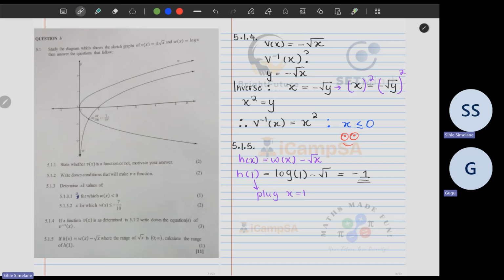Yeah. Look at these questions. They all make sense now when you look at them. You're like, okay, that makes sense. It is actually not hard. 11 marks, all in the back.